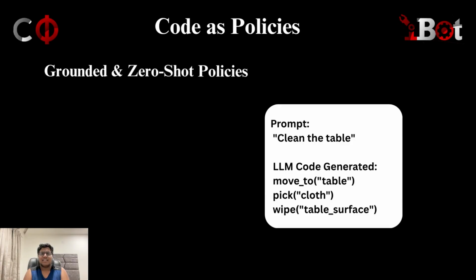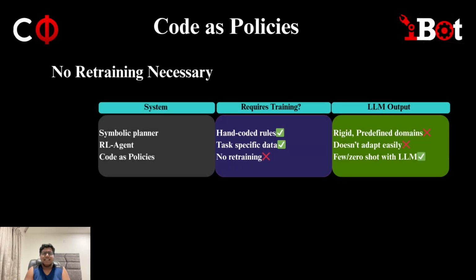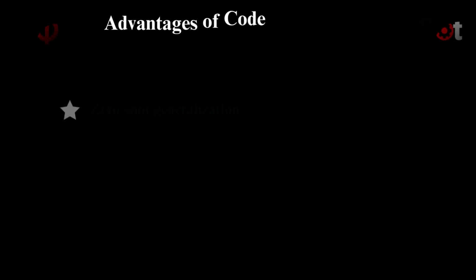This lets it generate valid, grounded policies even for new goals it has never seen before. Unlike symbolic or RL planners, there's no need to hand code plans or train models for specific tasks. The LLM can generalize from internet scale knowledge, using in context learning to adapt to new situations on the fly.